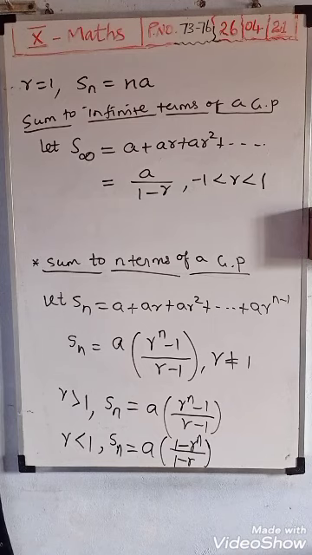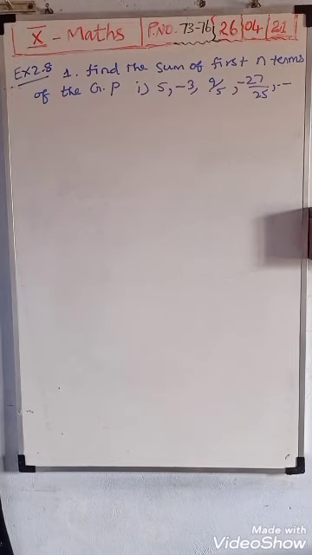Look at that exercise problem. See exercise 2.8, first question, first point. Find the sum of first n terms of the GP. Up to n terms of the GP you should add. What is the answer the question asks? Sn we want to find. In this sequence, the sum of the first n terms.